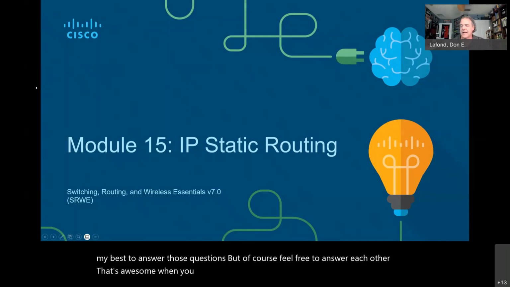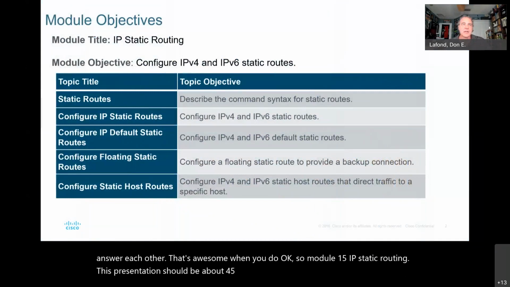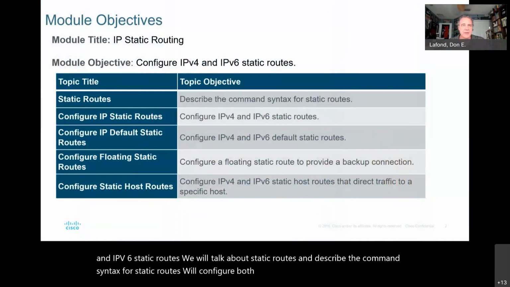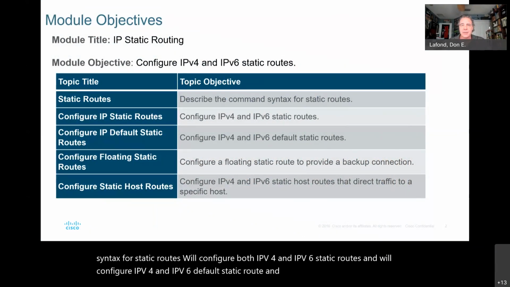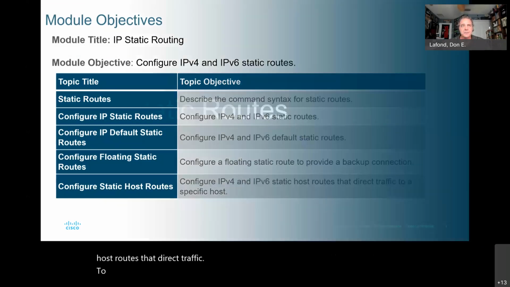Okay, so Module 15, IP static routing. This presentation should be about 45 minutes long. We are going to configure IPv4 and IPv6 static routes. We will talk about static routes and describe the command syntax for static routes. We'll configure both IPv4 and IPv6 static routes, and we'll configure IPv4 and IPv6 default static routes, and we'll configure a floating static route to provide a backup connection. We'll close out by configuring IPv4 and IPv6 static host routes that direct traffic to a specific host.